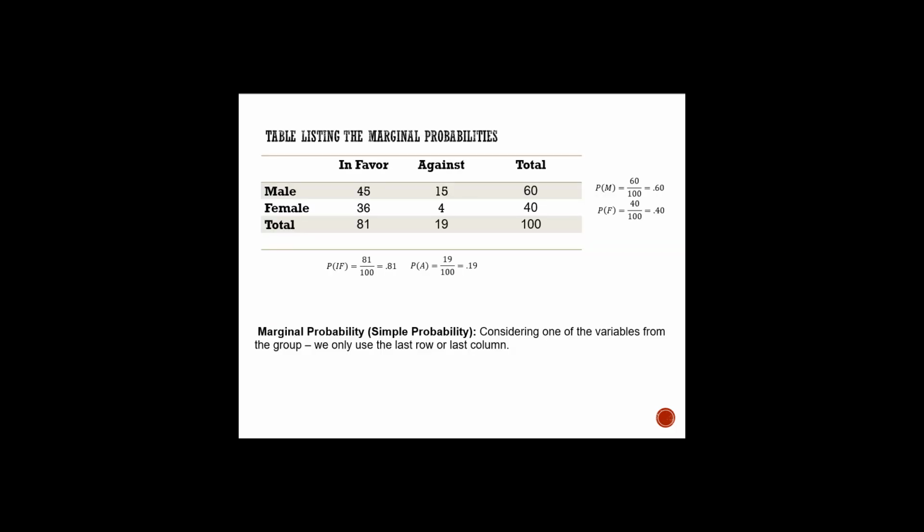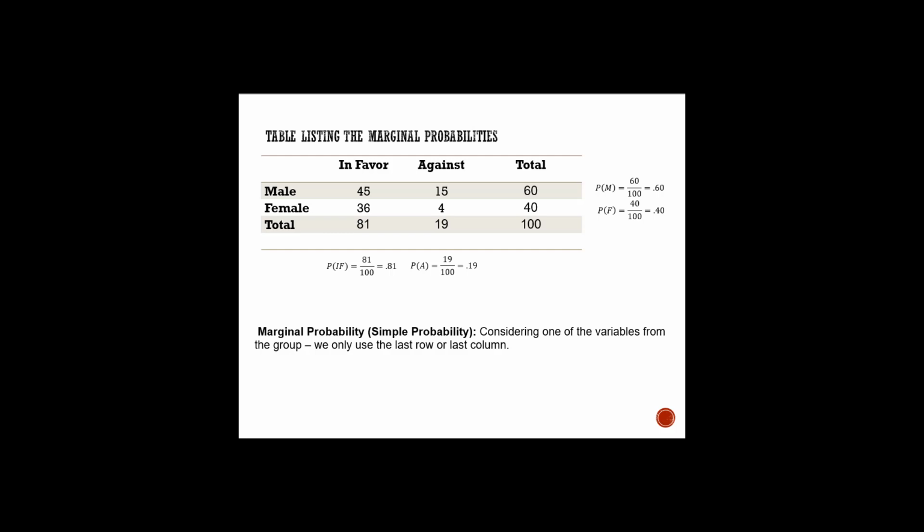So let's talk about these probabilities. The probability of male is 60 out of the total 100, which would be 0.6 or 60%. The probability of female is 40 out of 100, which would be 40%. What that means is if I randomly select one person out of this group of 100 students that were surveyed, there's a 40% probability that it would be a female and a 60% probability that it would be male. Those are marginal probabilities. That's all they are. They're only considering one condition.